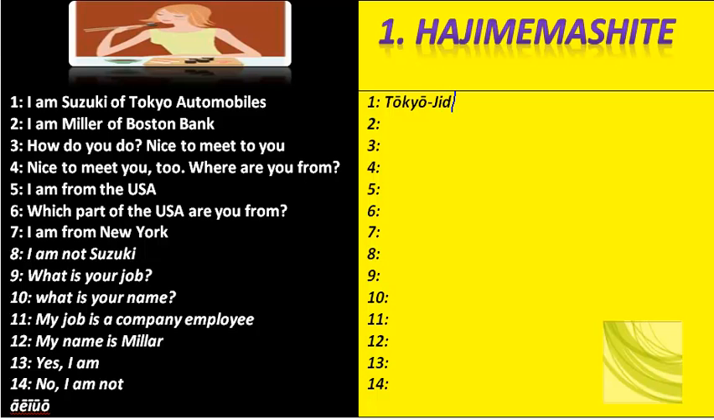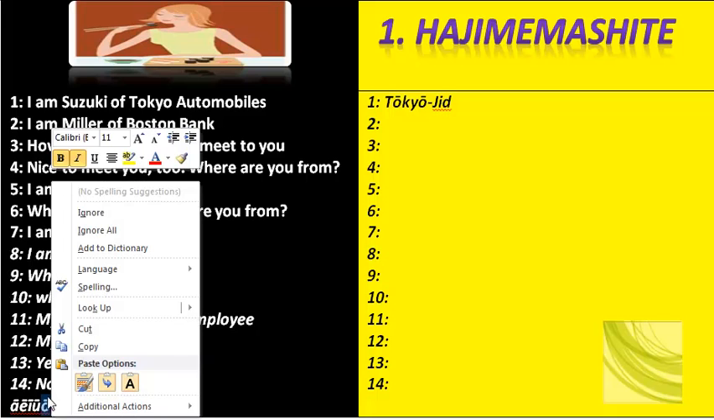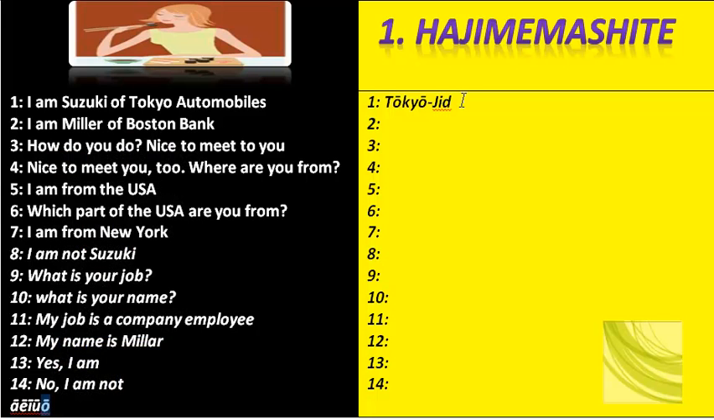No, I don't want that. Like so. And then we need a long O again, a long vowel. Here we go. So, and we have that. And then Jidosha. No, which is going to be S apostrophe, Suzuki, and then am is des.